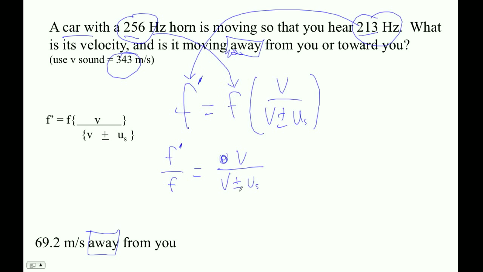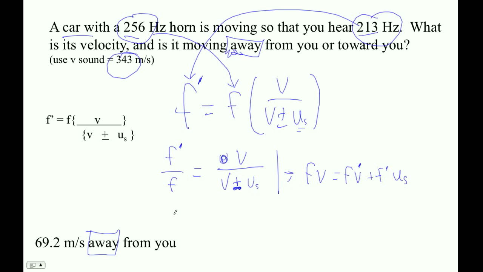Now, the beauty of this, by the way, is if we guess wrong, and it really should have been a minus, the only problem we run into is that we get negative the right answer. So when you solve for the velocity, you can't really go wrong. Okay, so the next thing I'm going to do is cross multiply. So F times V equals F prime times V, plus F prime times U S. So I multiplied this guy by this and this. That's this side here. Now we need to solve that for this guy.